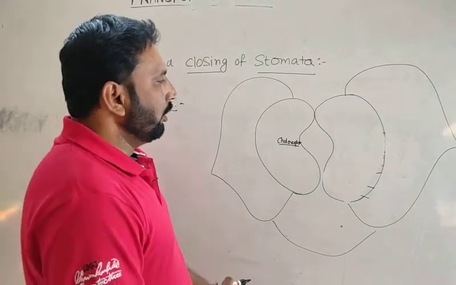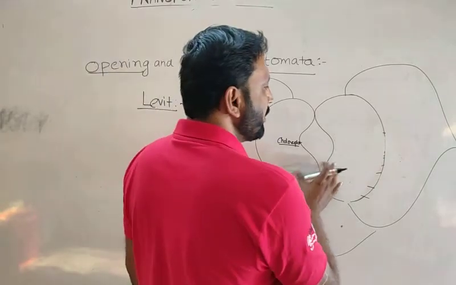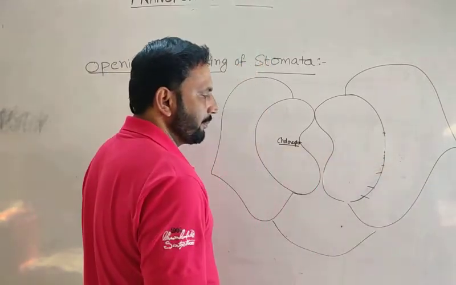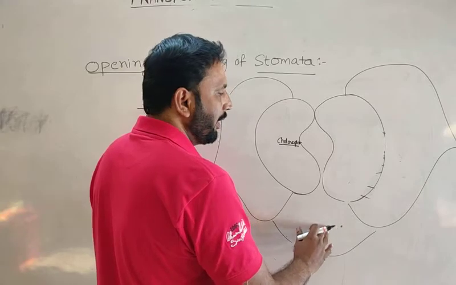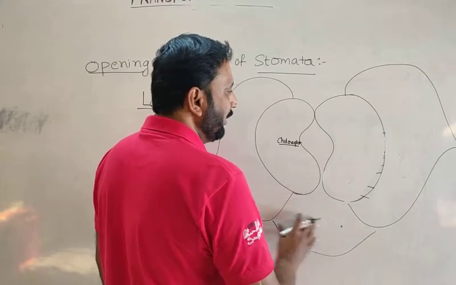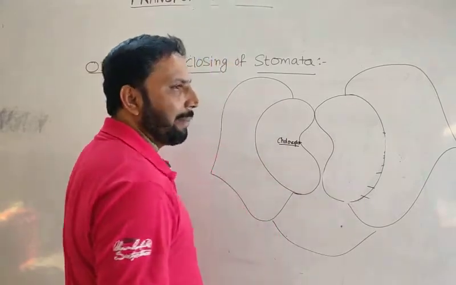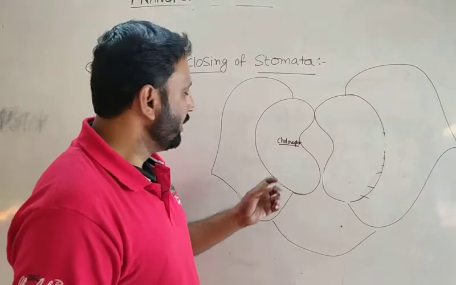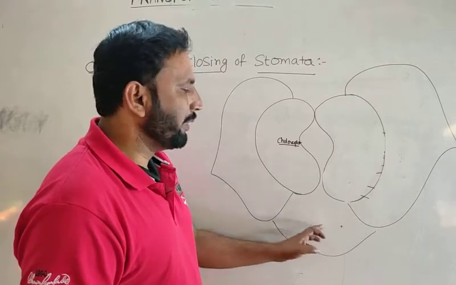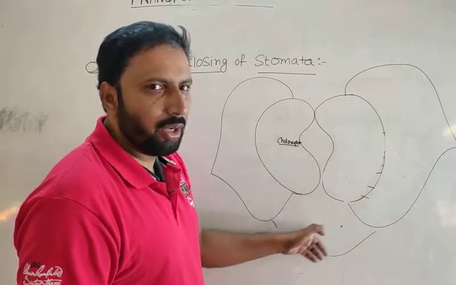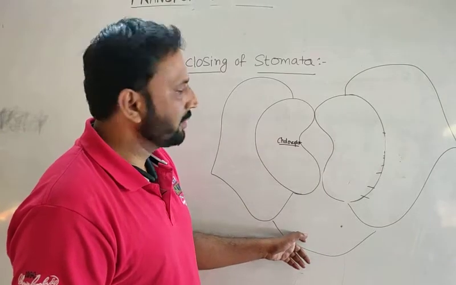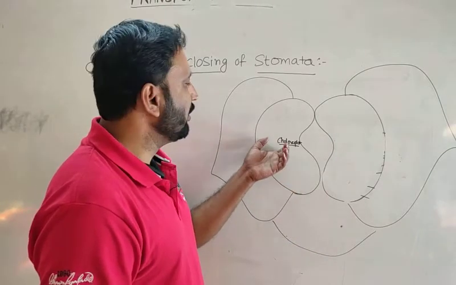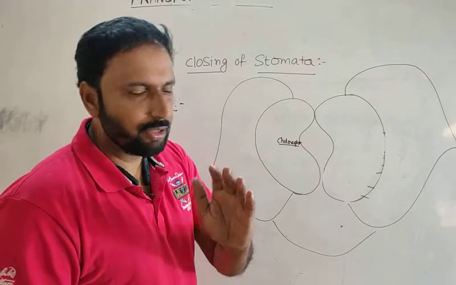How? These are the guard cells and these are the subsidiary cells. And this is the stomatal pore. The guard cells, subsidiary cells and stomatal pore together constitute the stomatal apparatus. In the guard cells, chloroplast is present.